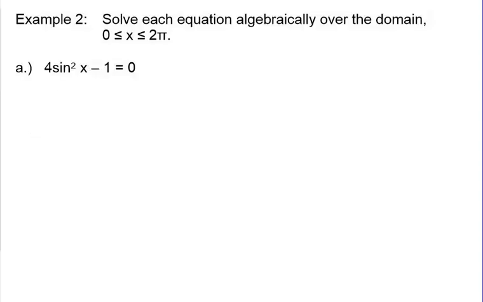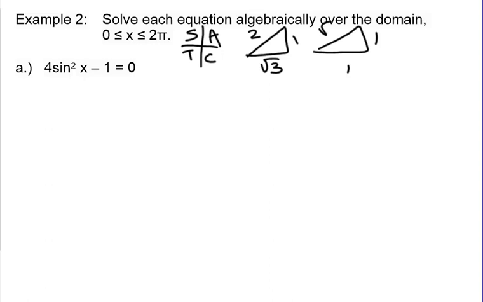Example 2, solve each equation algebraically over the domain 0 to 2 pi. So this means all of our answers have to come in radians. I'm going to put up my special triangles again. I always write them at the top of my page. So this is 30, 60, 45.